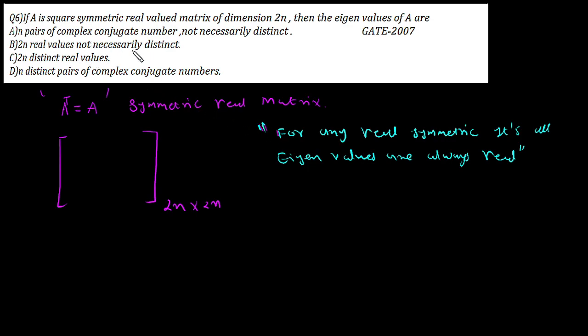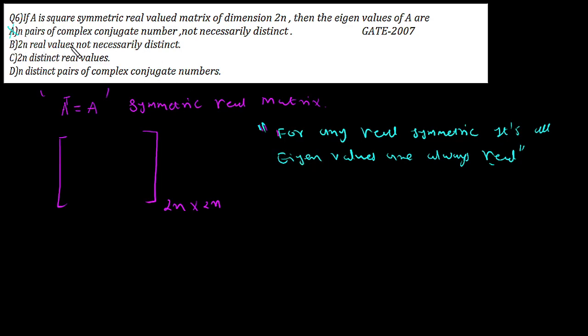So now let's go through these four options. Option A says n pairs of complex conjugate numbers and not necessarily distinct. Again, this statement is wrong, because the matrix is real symmetric, and we know from the property that it has only real eigenvalues. So now let's move to option B.